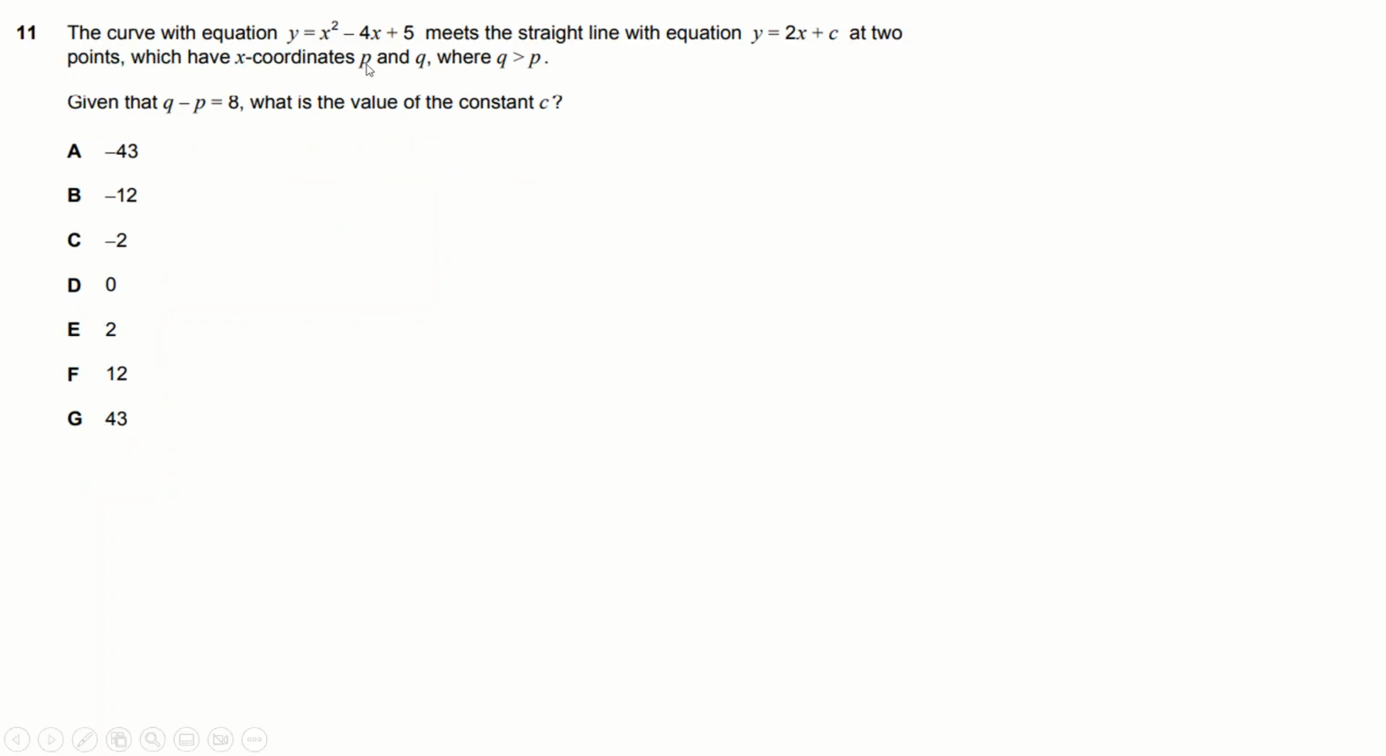Question number 11. So firstly, we want to find the intersection between this and this. So let's set this equal to this, and then rearrange for 0. We get this. That's a quadratic. For core, that's fine. The two roots of this quadratic, if you do one, take away the other, is 8.